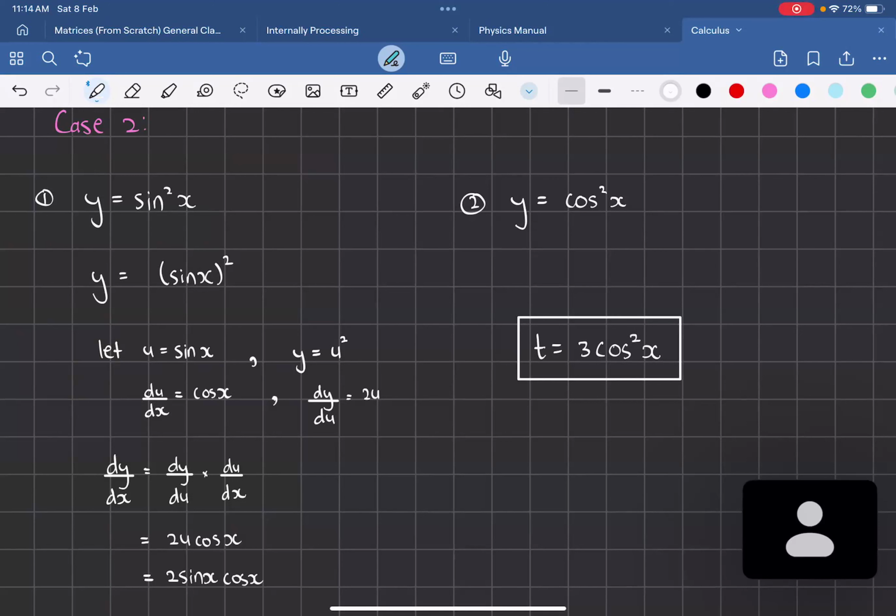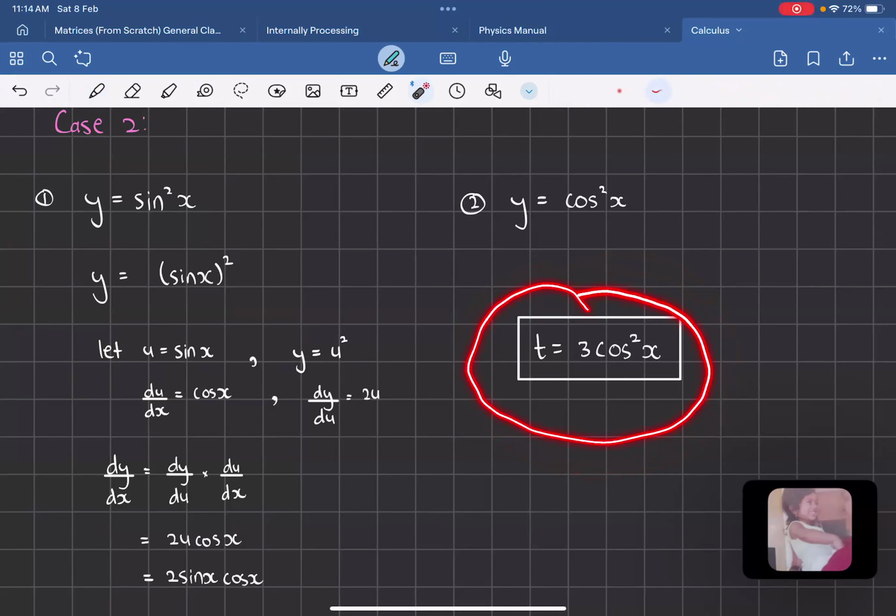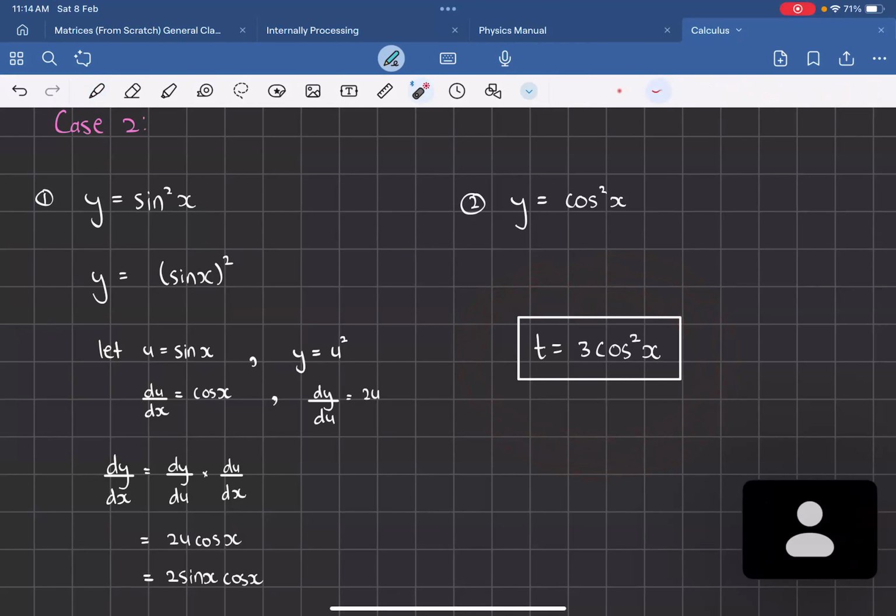Amy, I have it there. That's the correct answer for the question I gave you. Everybody that's finished with y is equal to cos squared x, I want you all to move on to this question. Try to differentiate t is equal to 3 cos squared x. Now, Aliyah, would it be dy dx in this case? No, it would be what? Yeah, the final answer should be dt dx. Nice.